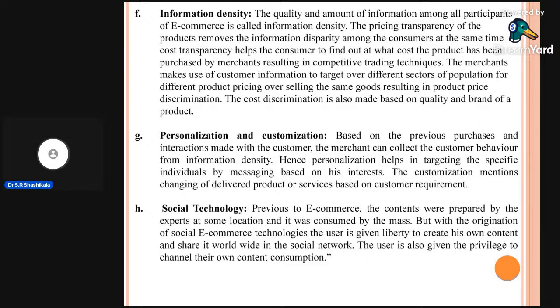But with the origination of social e-commerce technology, users are given liberty to create their own content and share it worldwide in the social network. So here the users are also given the privilege to channel their own content consumption. So there are varieties of prospects for e-commerce.